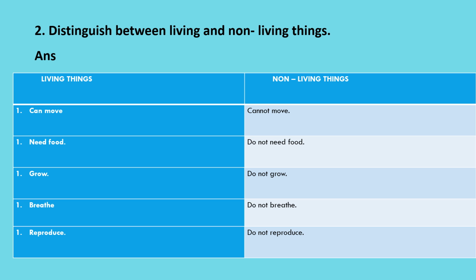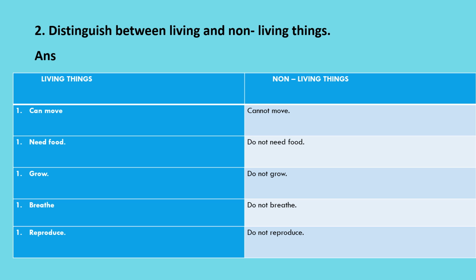Next point is related with breathing. Living things used to breathe, but non-living things do not breathe. Living things inhale oxygen and exhale carbon dioxide, like humans and animals. We used to inhale oxygen and exhale carbon dioxide, and plants used to inhale carbon dioxide and exhale oxygen, but non-living things do not breathe.